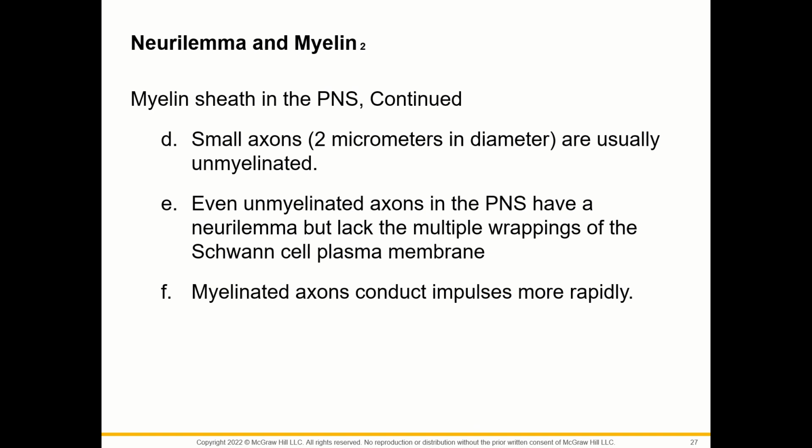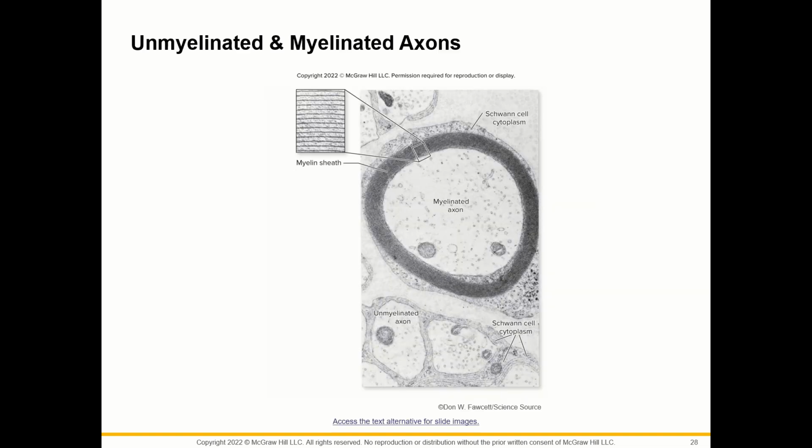Small axons here, it says, that are 2 micrometers in diameter are usually unmyelinated. However, even unmyelinated axons in the peripheral nervous system have a neurolemma, but they lack the multiple wrappings of the Schwann cell plasma membrane. And so myelinated axons, as mentioned, conduct impulses more rapidly. Here's a cool image, micrograph of an unmyelinated and myelinated axon together, figure 7.7. So it looks like the myelinated axon, yeah, you can see that myelin sheath, like layers there. And the unmyelinated axon is shown at the lower portion of the image.